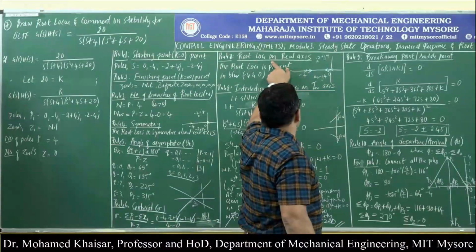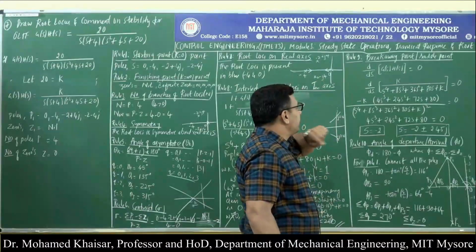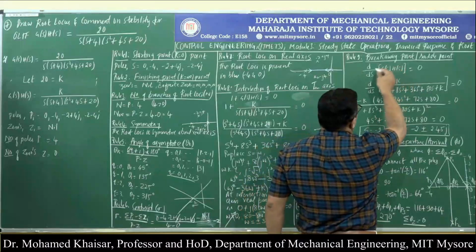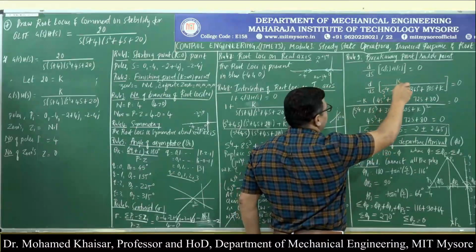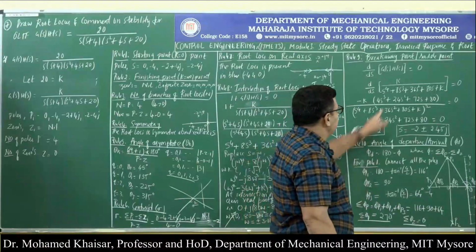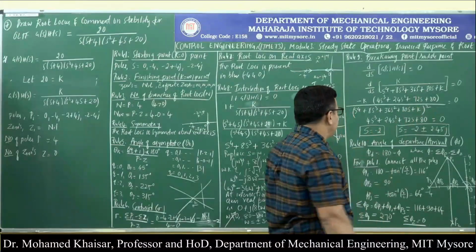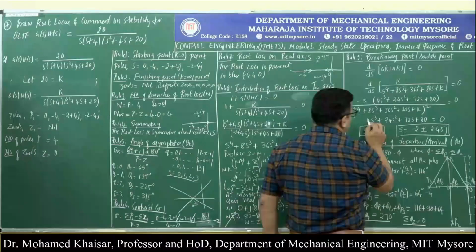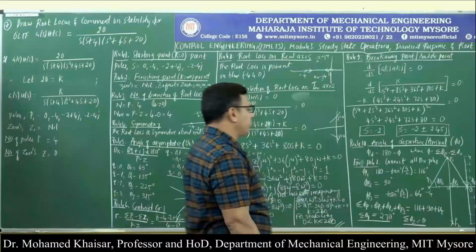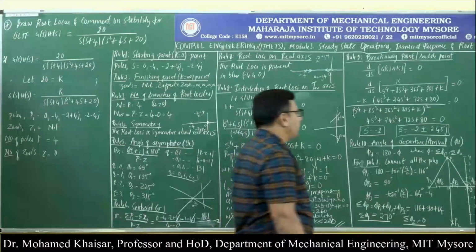We know from rule number 7 that there will be a breakaway point. Where will the breakaway point exist? It is given by d by ds of G(s)H(s) equal to 0. If we keep on differentiating it, we will come up to this level: 4s cube plus 24s square plus 72s plus 80 equal to 0.